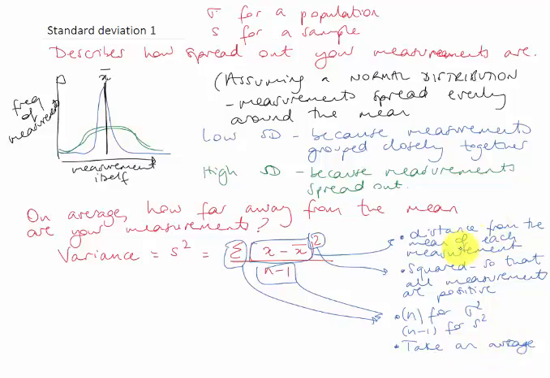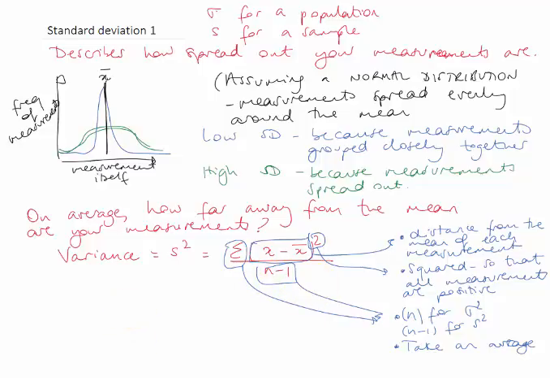Okay, so we're looking at the distance of each measurement from the mean. We're squaring it just so all the signs are the same. And then we're adding those together and dividing it by the number of measurements we have. And it's n minus 1 for a sample, whereas it's just n for a population. So n minus 1 for a sample, that's just to do with degrees of freedom and stuff like that. But you just need to remember it's n minus 1 for a sample. This is most often what you're going to be doing.